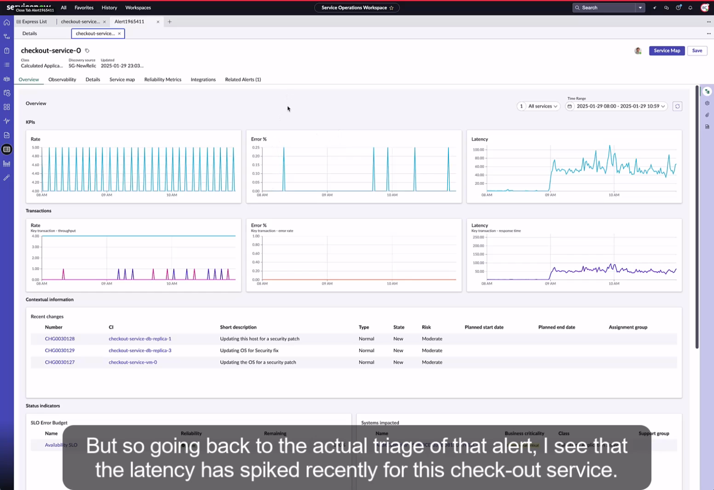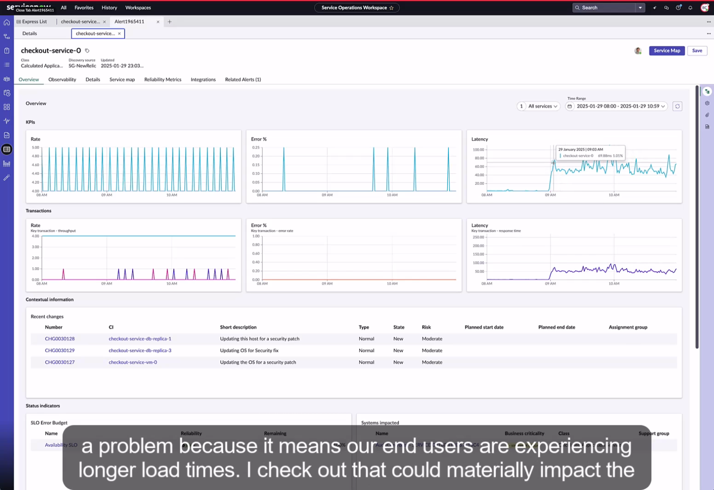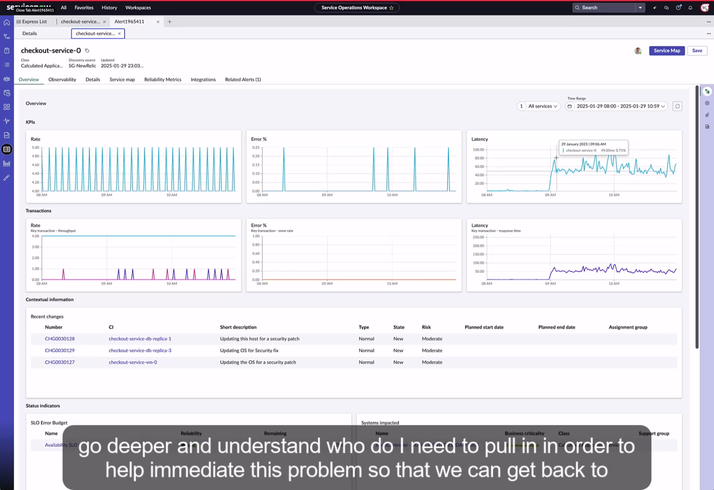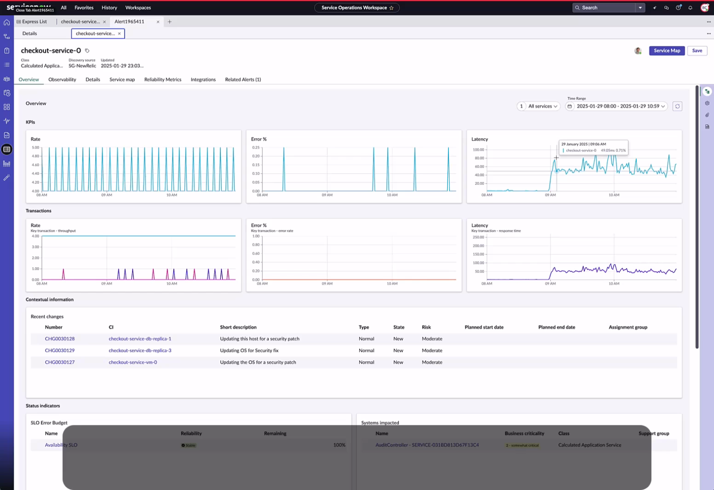But going back to the actual triage of that alert, I see that, okay, the latency has spiked recently for this checkout service. That's usually a problem because it means our end users are experiencing longer load times on checkout that could materially impact the business. So I need to go deeper and understand who do I need to pull in to help remediate this problem so that we can get back to business as usual.